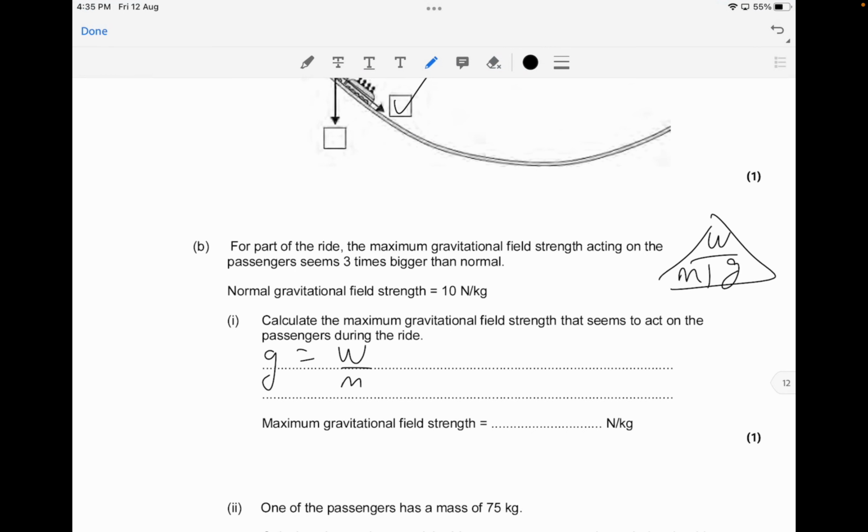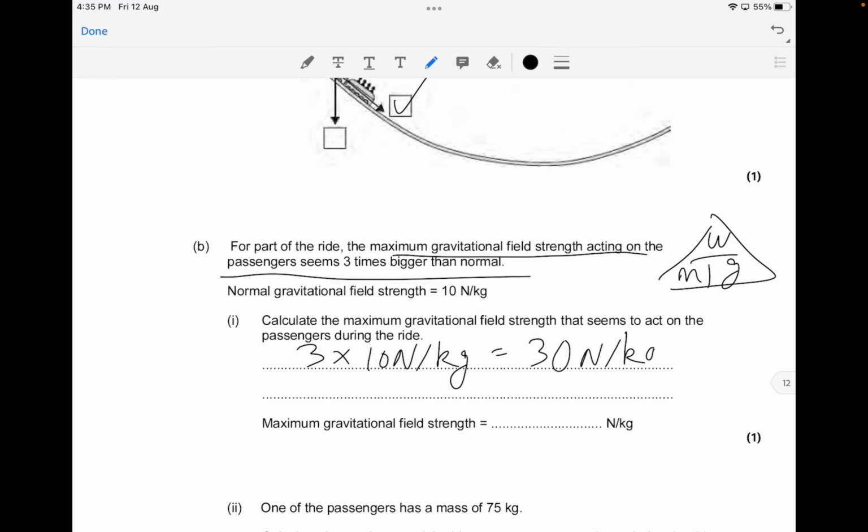Actually, you don't need to use this formula, because the question states that the maximum gravitational field strength acting on the passenger is 3 times bigger than normal. So all you need to do is 3 times 10 newtons per kilogram to give you a maximum value of about 30 newtons per kilogram. So that's going to be your maximum gravitational field strength, 30 newtons per kilogram, for 1 mark. Alright, let's move on. Next question.